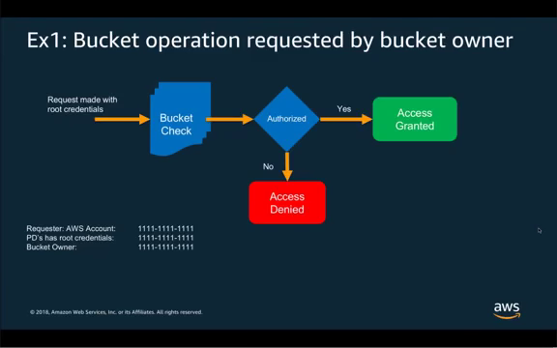Now, over here, PD, who's the user, has root credentials. Because the request is made using root credentials of an AWS account, the user context is not evaluated. In the bucket context check, Amazon S3 reviews the bucket policy to determine if the requester has the permission to perform the operation. If it's authorized, access is granted. If not, access is denied.